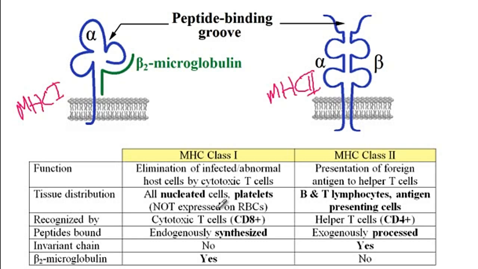So MHC1 is seen on all nucleated cells as well as platelets, but not red blood cells. And its function mainly is to mark cancer cells as well as virally infected cells.